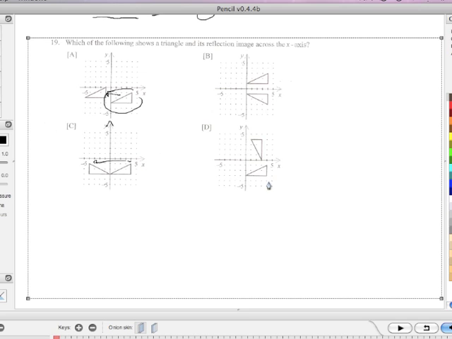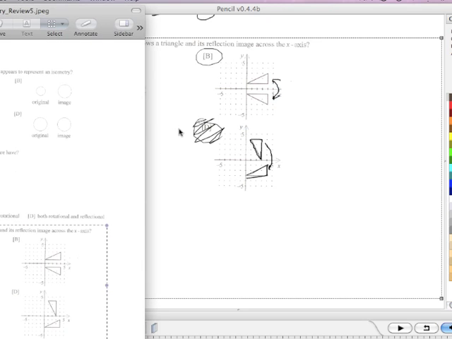No, letter D is a rotation. If this was your first triangle, you see they spun it around to get it to here. This is the only answer that's possible. B is a reflection about the x-axis. Oh, okay. Next page. Through with that guy.